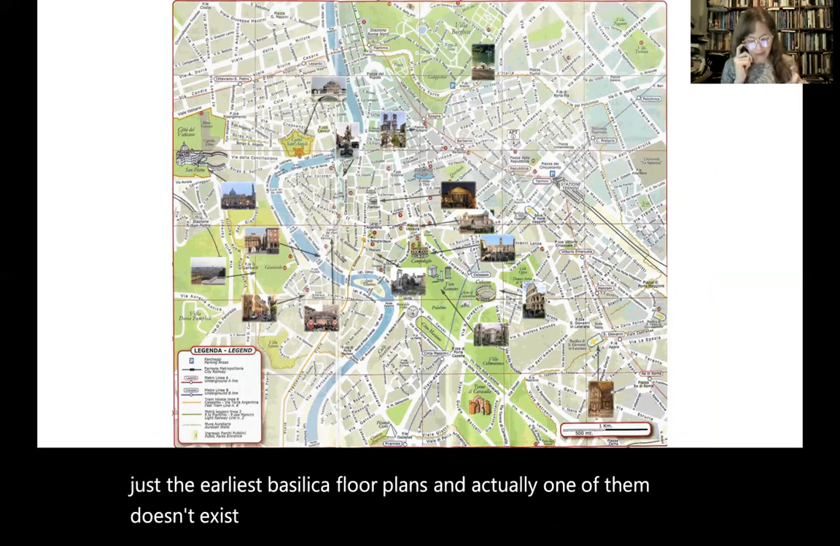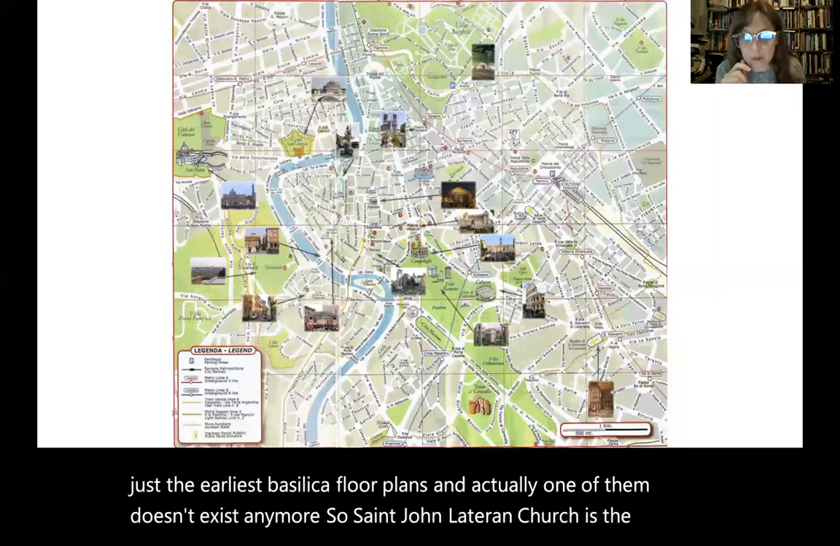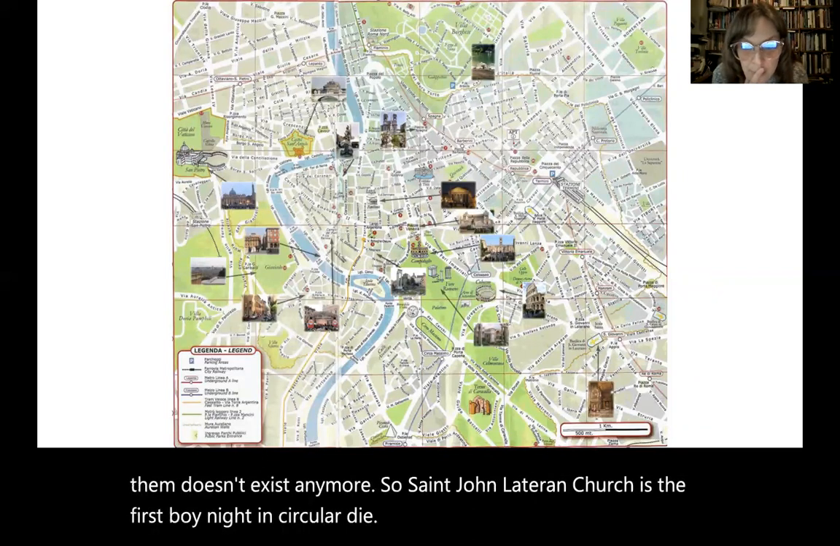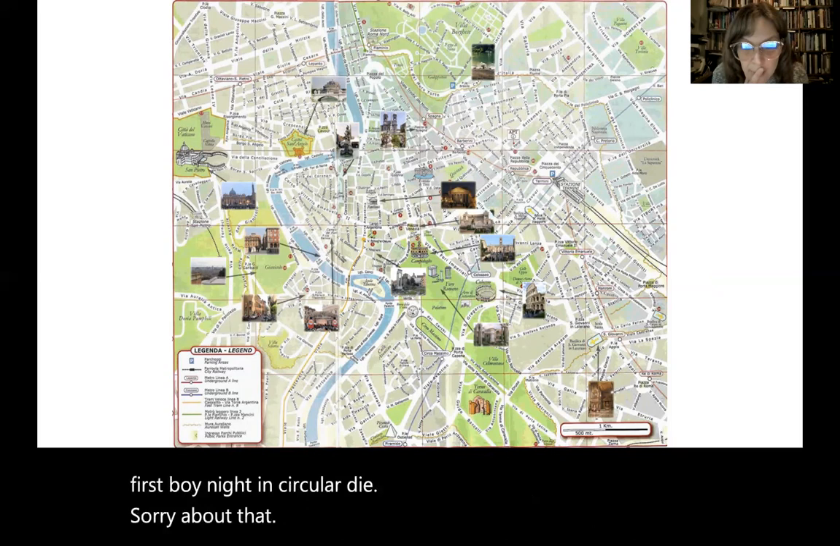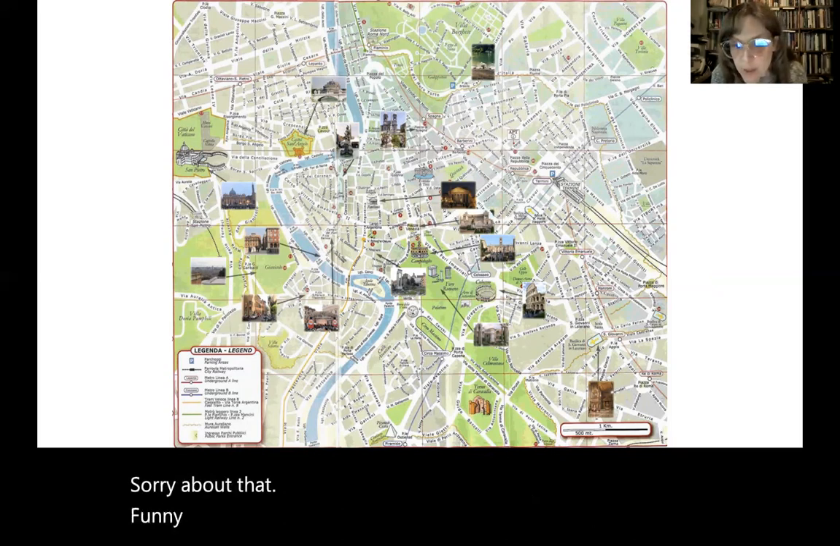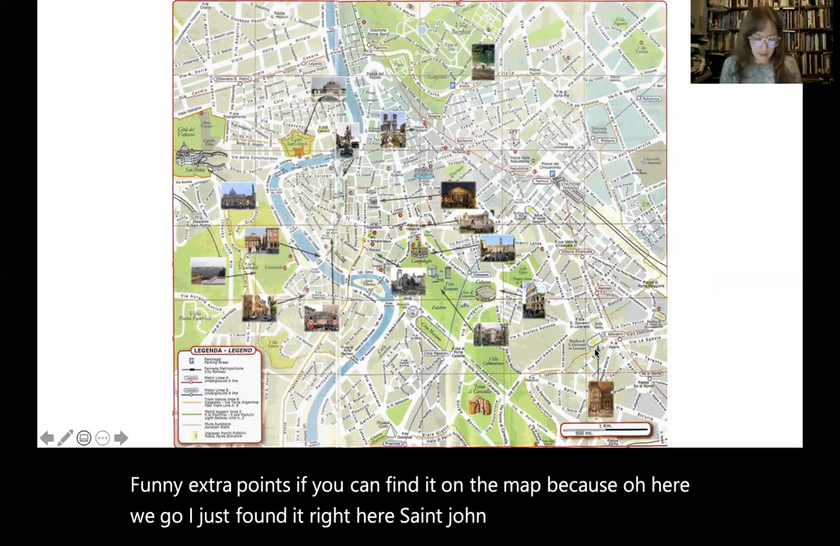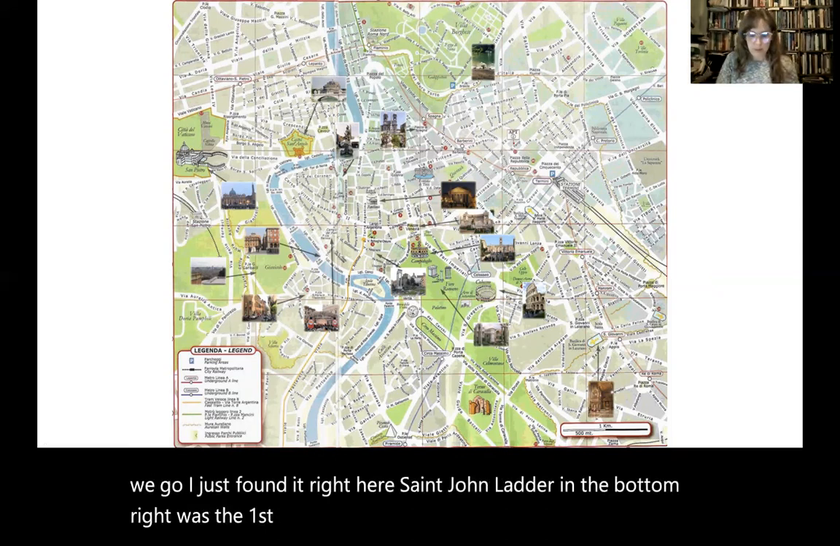So St. John Lateran Church is the first, oh boy, and I didn't circle it, did I? Sorry about that. Oh, funny me. Well, extra points if you can find it on the map, because, oh, here we go. I just found it right here. St. John Lateran in the bottom right. It was the first basilica used for a Christian purpose, built around 320.